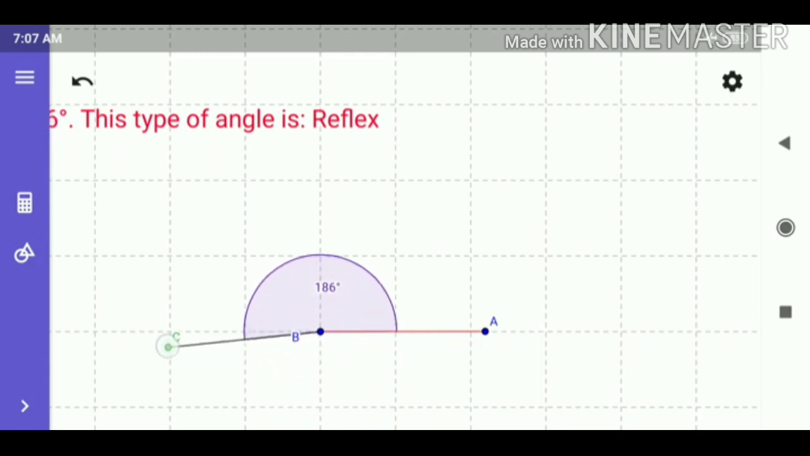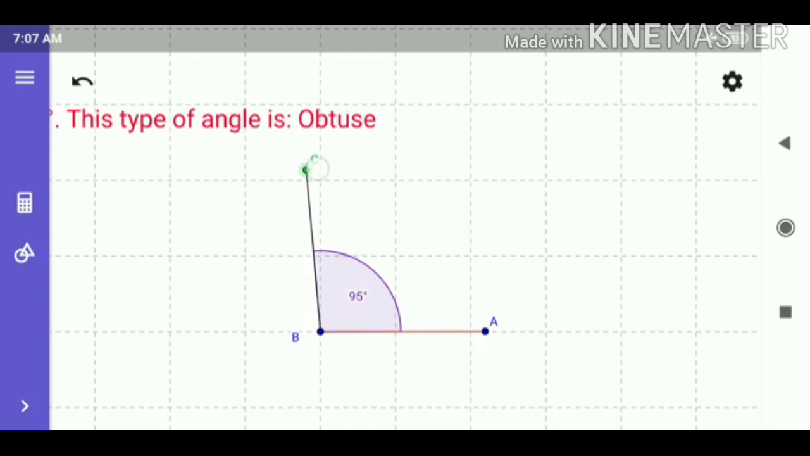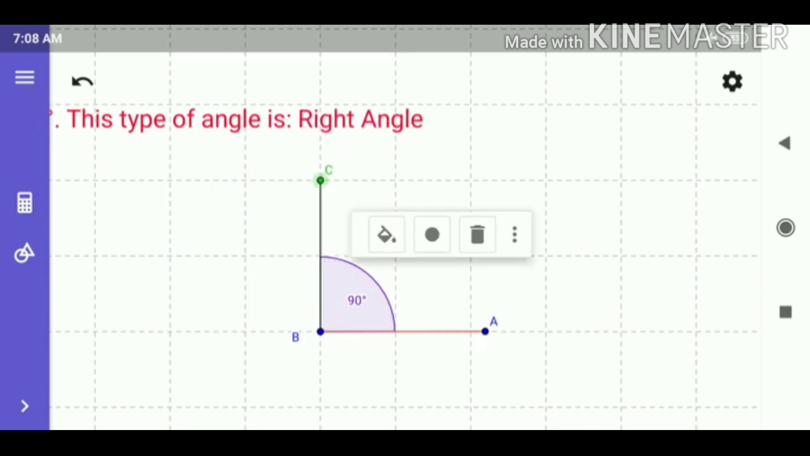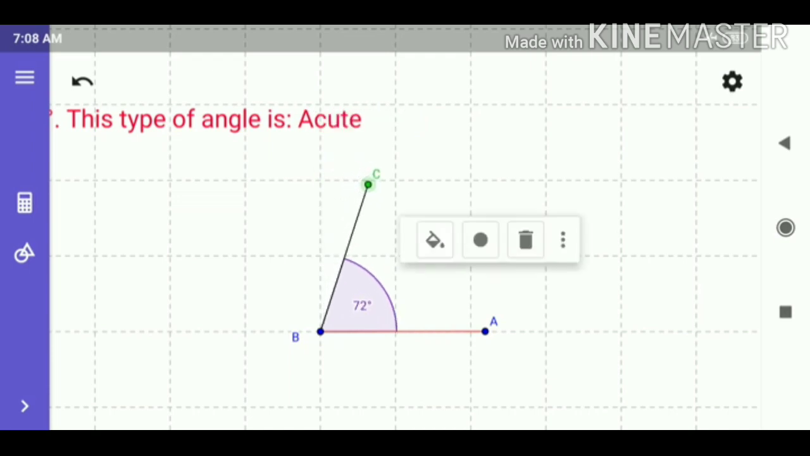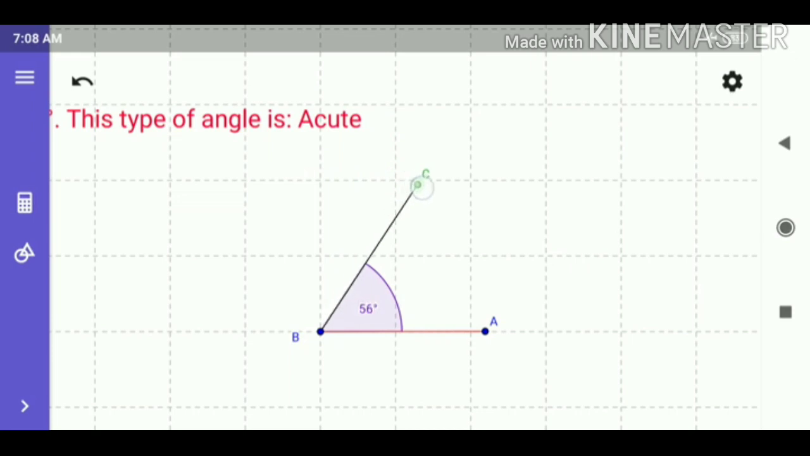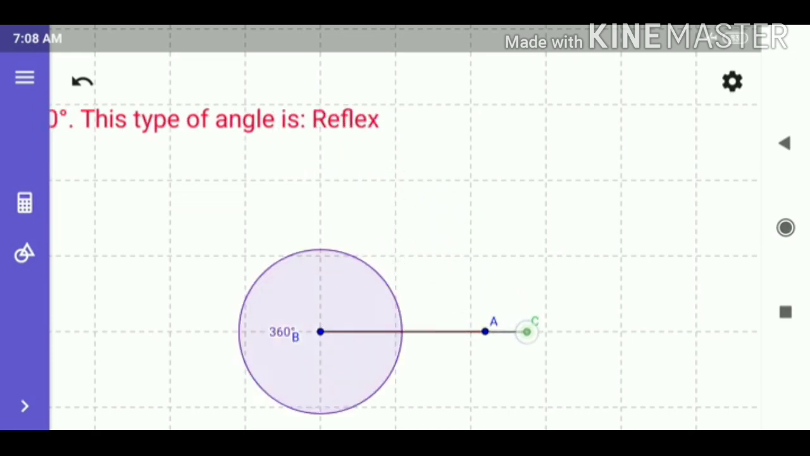If it is at 180 degree, a straight line, then it is called a straight angle. And if it is less than 180 but more than 90 degree, then that is called obtuse angle. If it is exactly 90 degree, then that is known as a right angle. And if we decrease the value of it, and it is more than 0 degree but less than 90 degree, then that is called acute angle. That's it. Isn't it simple?